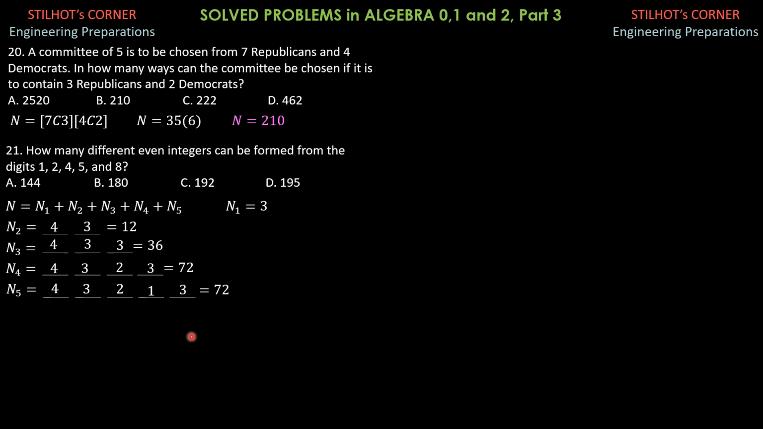So therefore, the number of different even integers is equal to 3 plus 12 plus 36 plus 72 plus 72, and that is equal to 195.